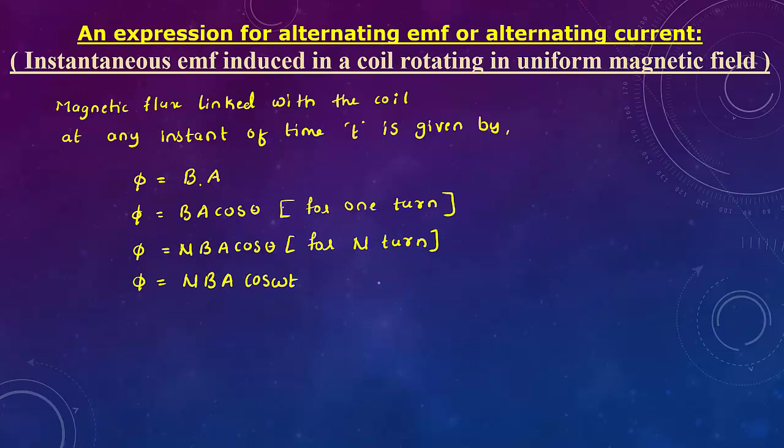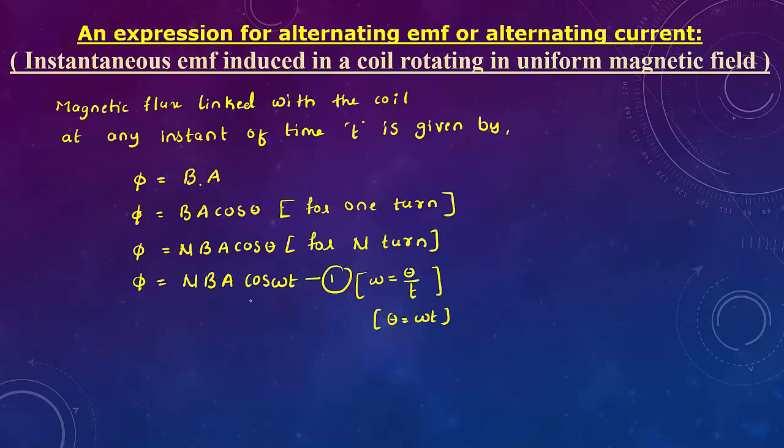Because we know that omega is angular velocity, the rate of change of angular displacement is called angular velocity, omega equal to theta by t, or we can write theta equal to omega into t. So in place of theta, I wrote omega t. Let us take it as equation number 1. So we got phi equal to NBA cos omega t.